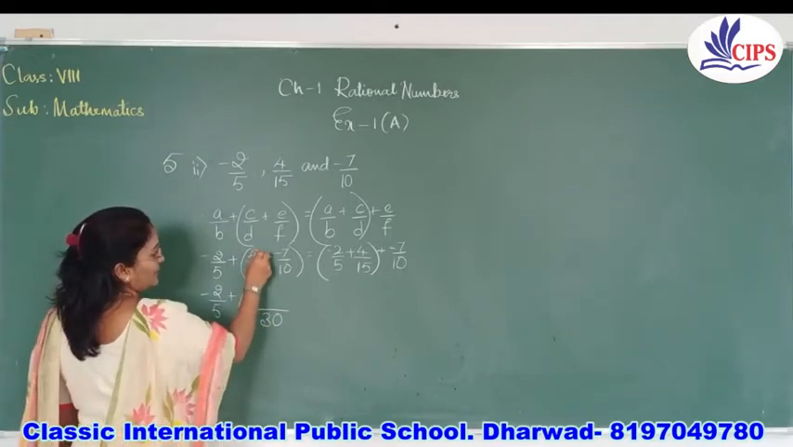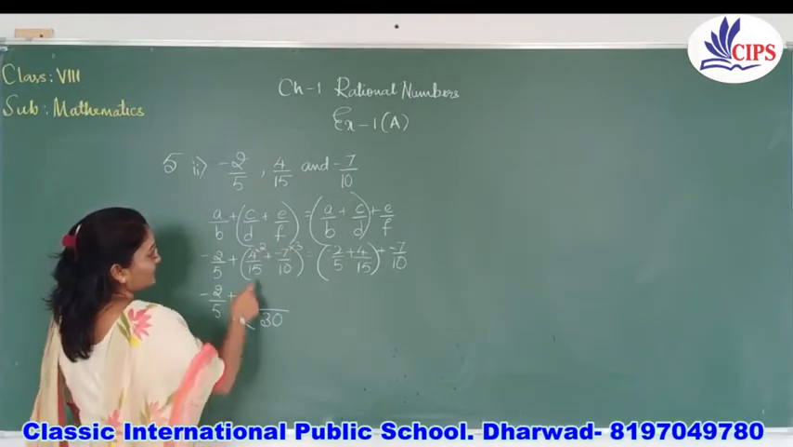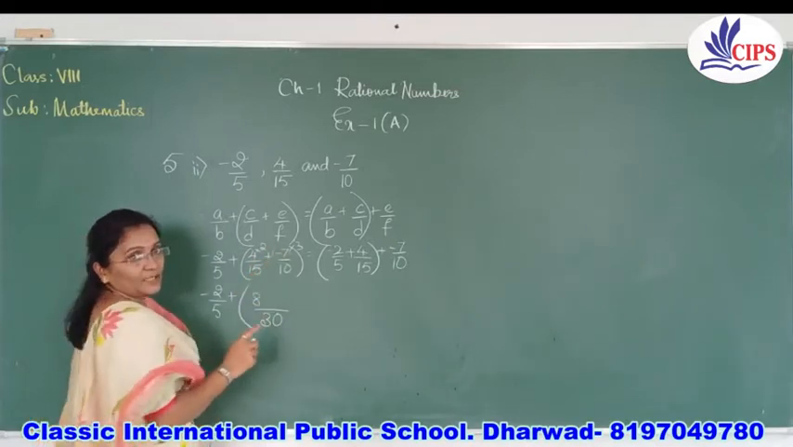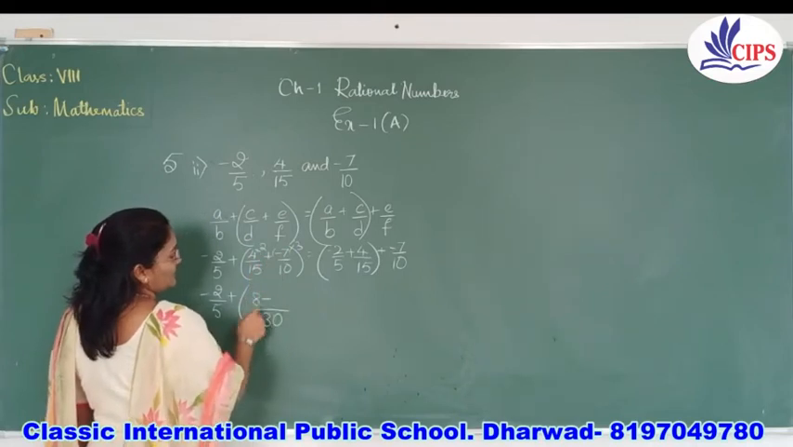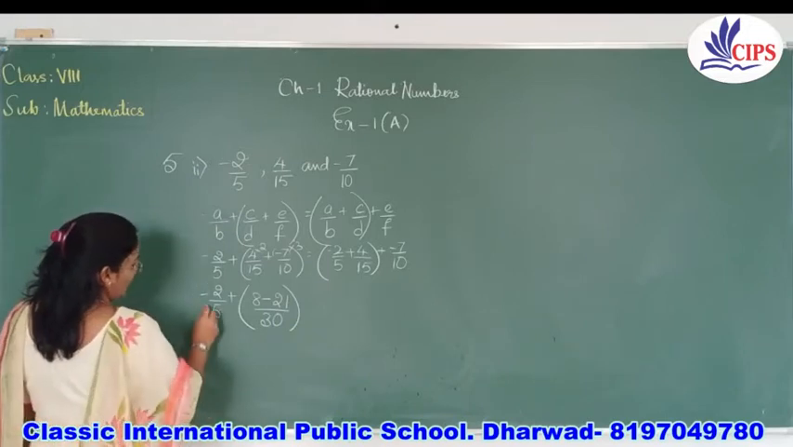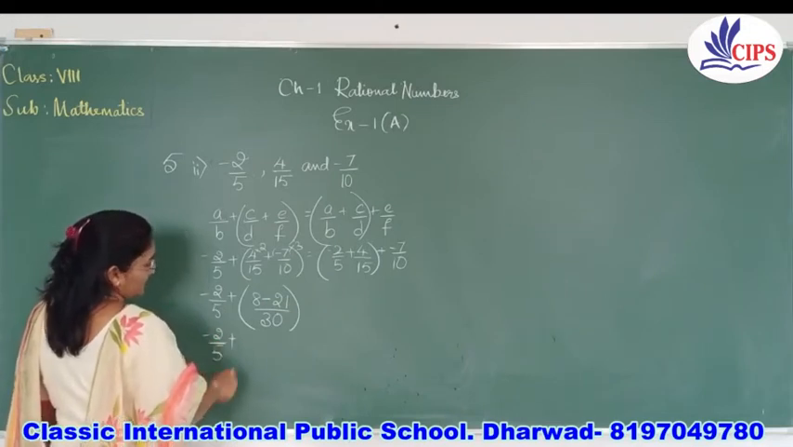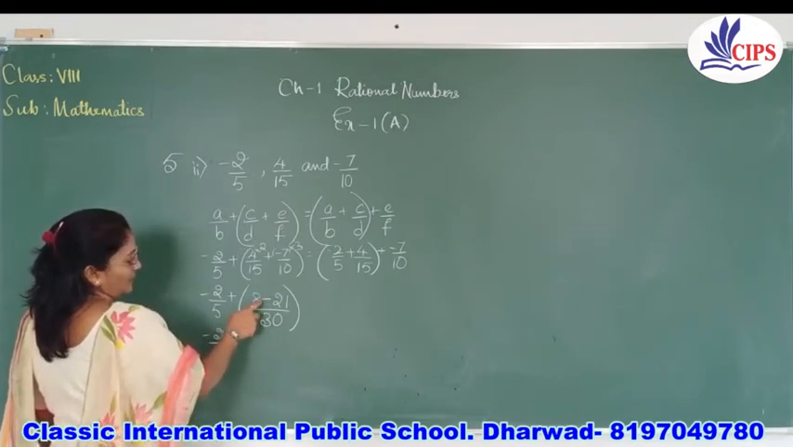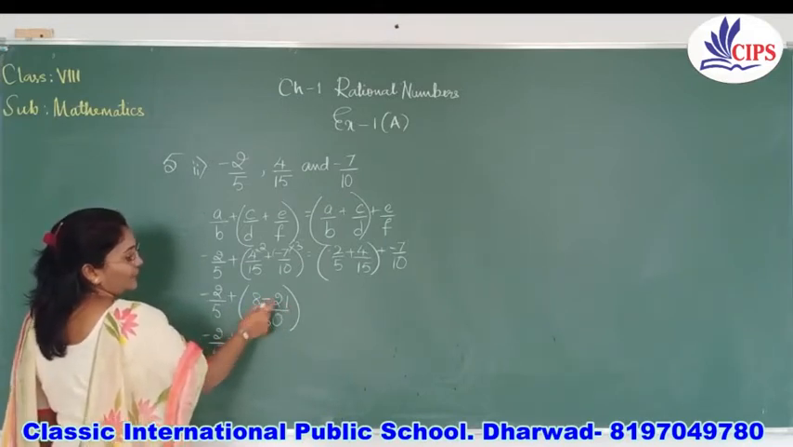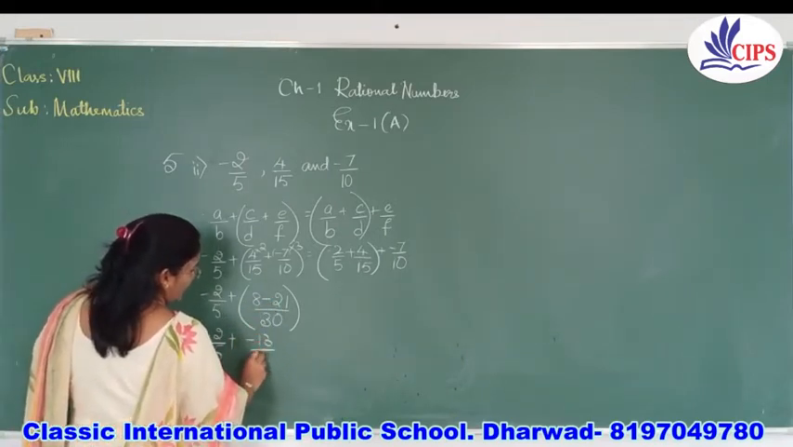15 twos are 30, so I multiply 2 with 4, and here 10 threes are 30, so I multiply 3 here. Now 4 twos are 8. Here we have two signs, so what you have to do? You have to multiply those. So plus into minus is minus, and 7 threes are 21. I'll close the bracket. Now I'll solve this side first and then go to that side. So it's minus 2 by 5 plus, here we have to subtract 8 minus 21. So 21 is greater, so we'll subtract 8 from 21. What is 21 minus 8? It's 13. So it's minus 13 by 30.